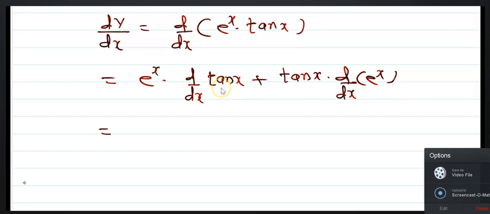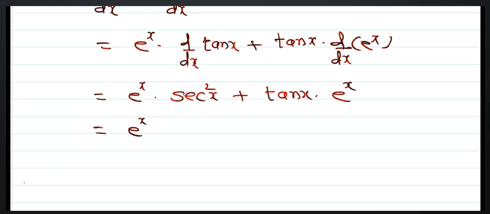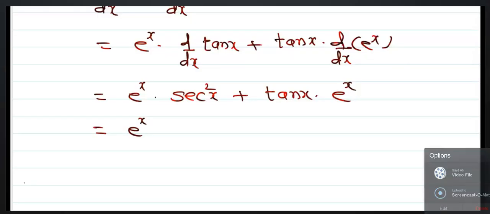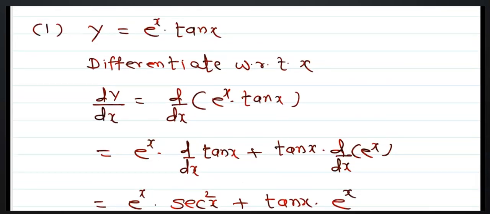The derivative of tan of x is sec square x and the derivative of e raised to x is e raised to x. Therefore, here we will see e raised to x into sec square x plus tan of x into e raised to x. Now take e raised to x as common. Therefore, in bracket you will get sec square x plus tan x, bracket complete.